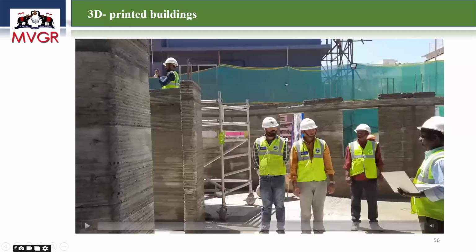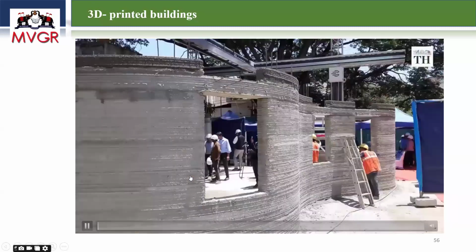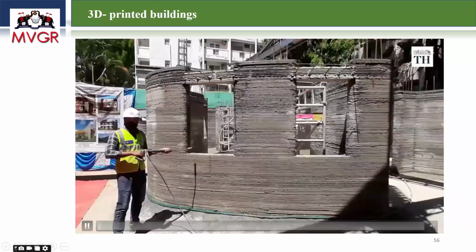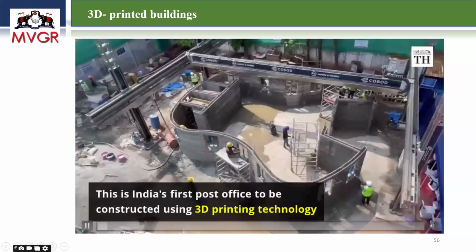Nowadays Tata is taking up one project. They are constructing the first 3D printed building in India, one post office. This is India's first post office to be constructed using 3D printing technology.